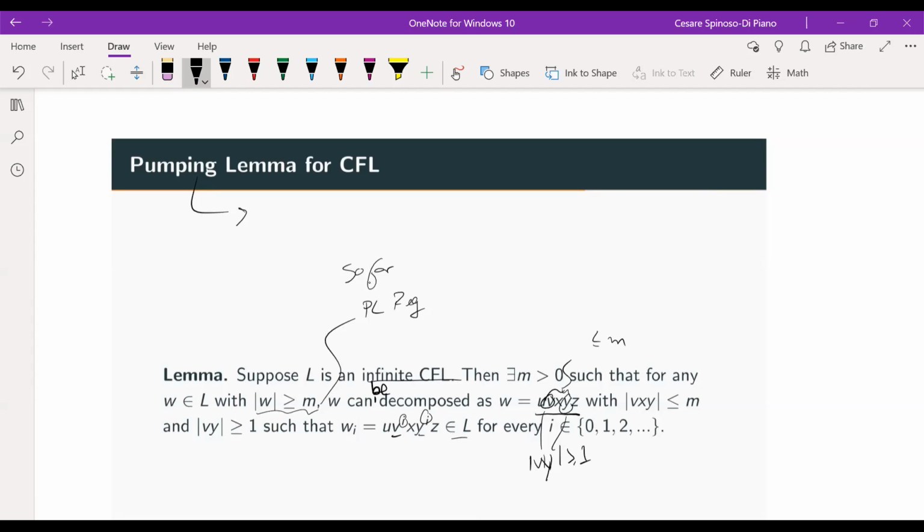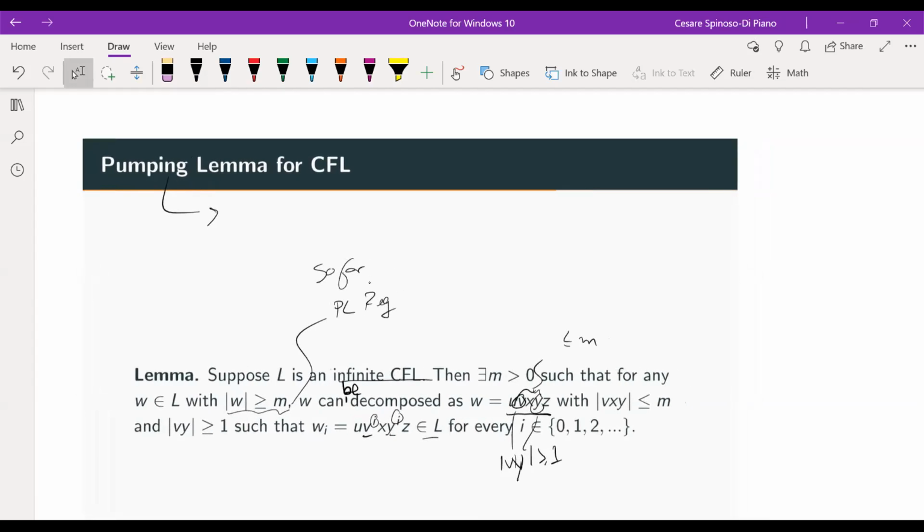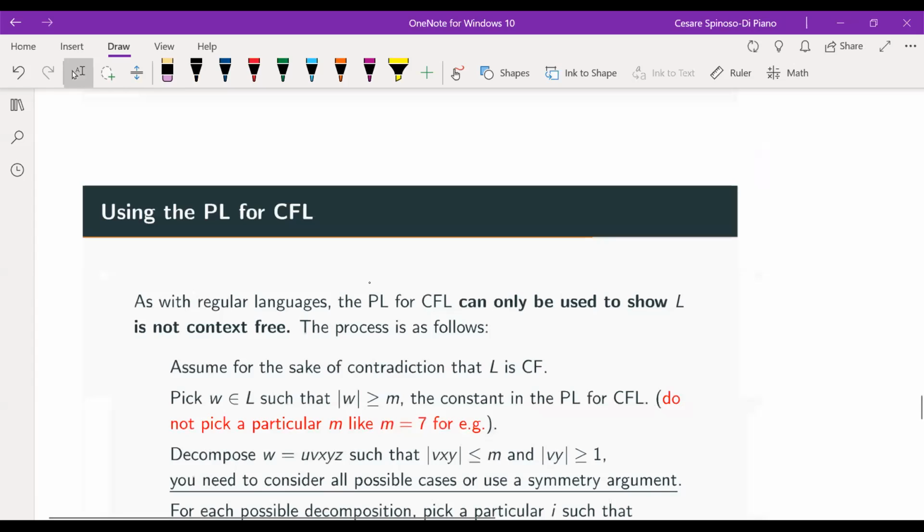Essentially, when you're doing a pumping lemma proof for context-free languages, again, you can only use the pumping lemma to show that the language is not context-free. The process is very similar as before. You assume for the sake of contradiction that L is context-free. You pick a string. Again, this is probably the hardest part of the pumping lemma, that you need to pick a particular string such that the length of that string is greater or equal to m.